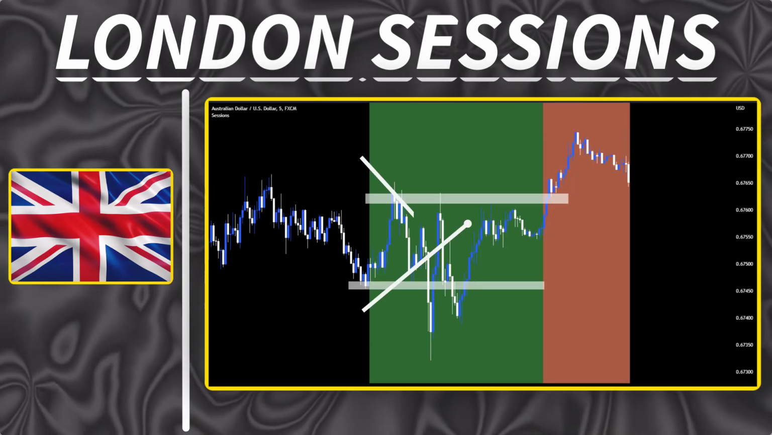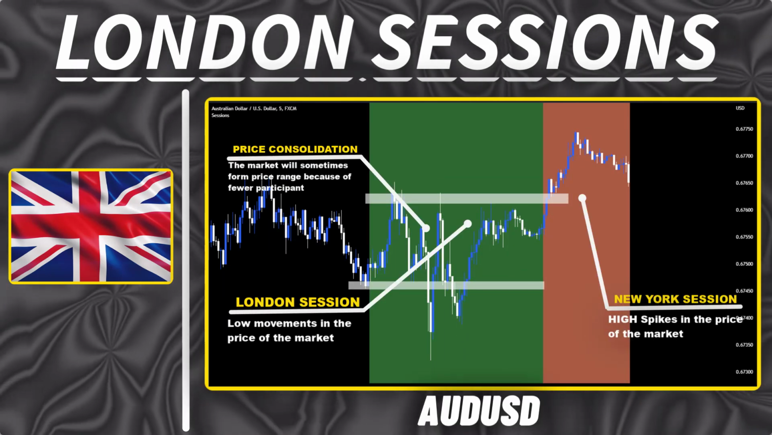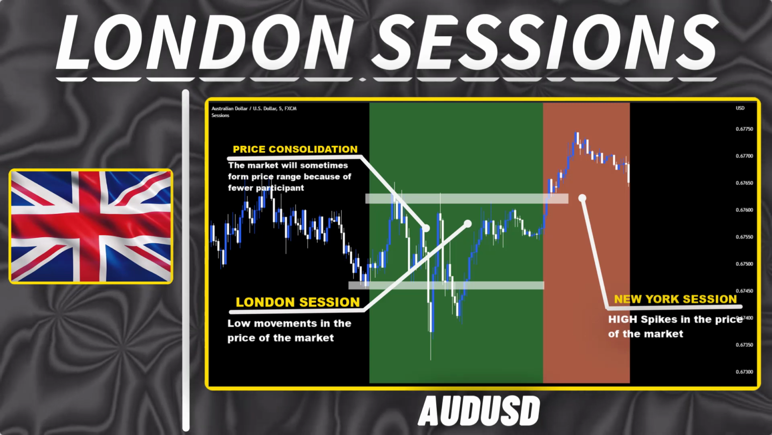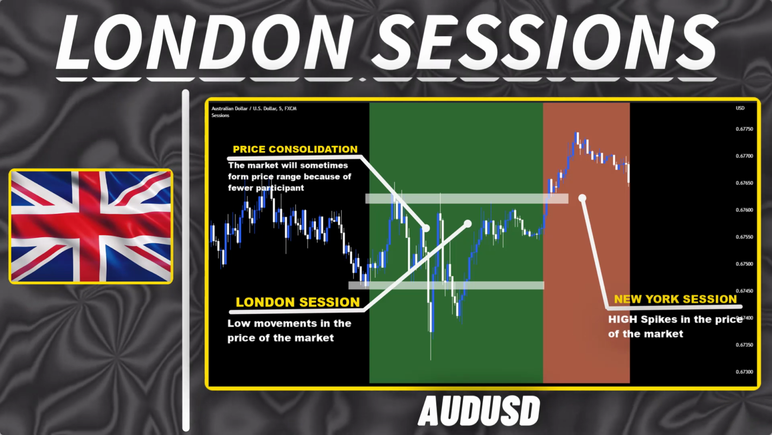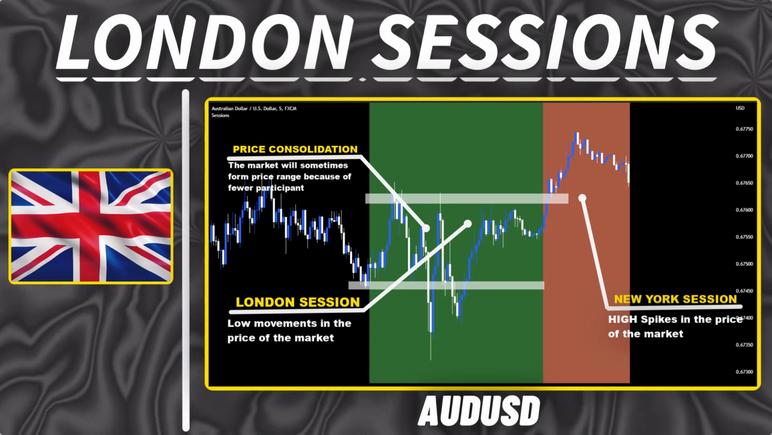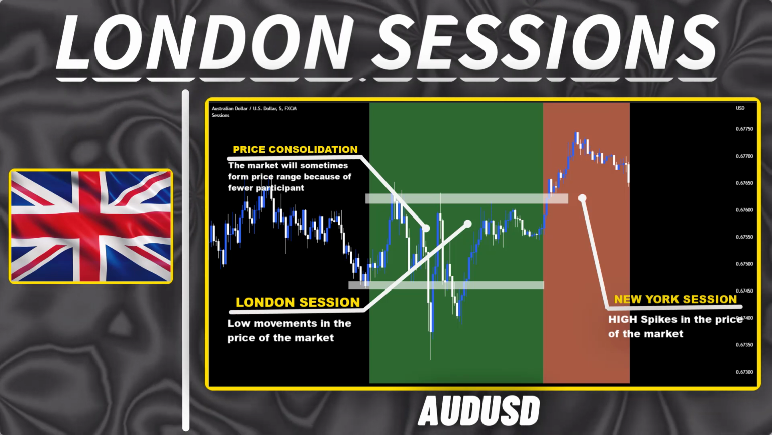But if you look at the Aussie dollar pair, you will notice that it may not move as the other currencies move during the London session. And the reason is that both the Australian dollar and the US dollar are not being actively traded during the London session.